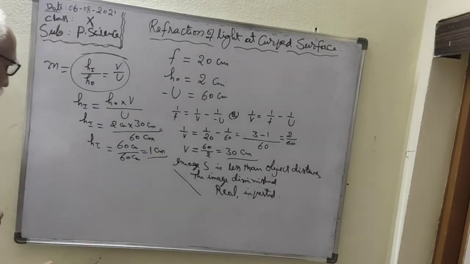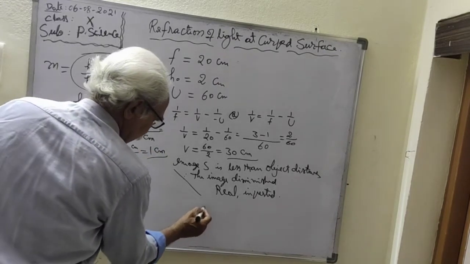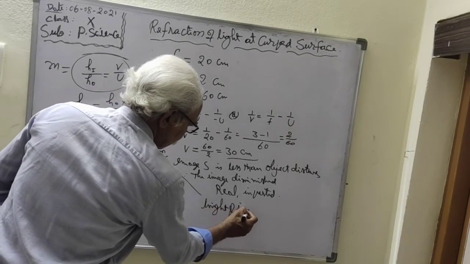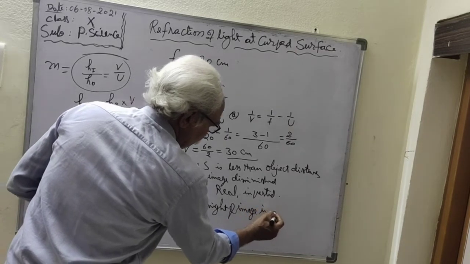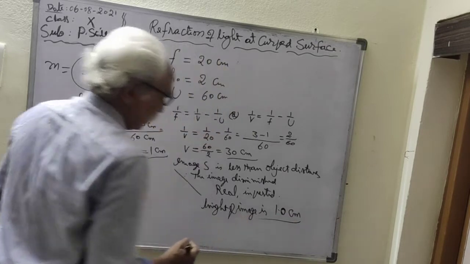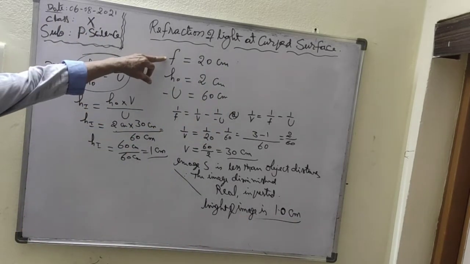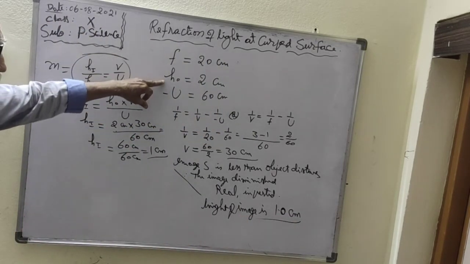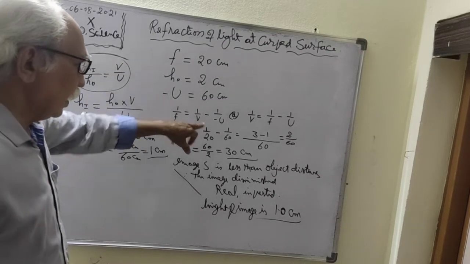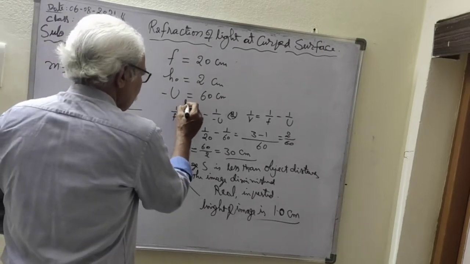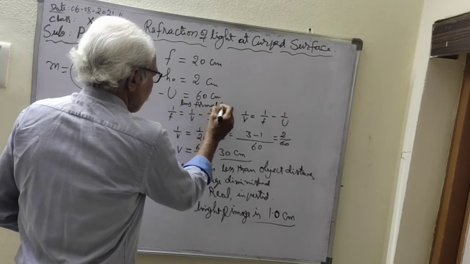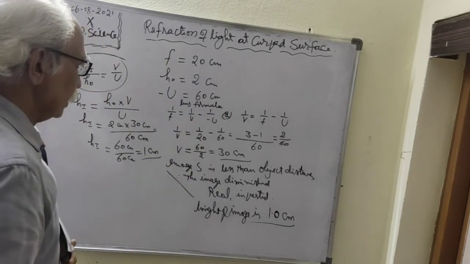So the height of the image is 1 centimeter. That is the answer you can write. So this way, focal length is given, along with the height of the object and the distance of the object. By using the lens formula, 1 by f is 1 by v minus 1 by u.